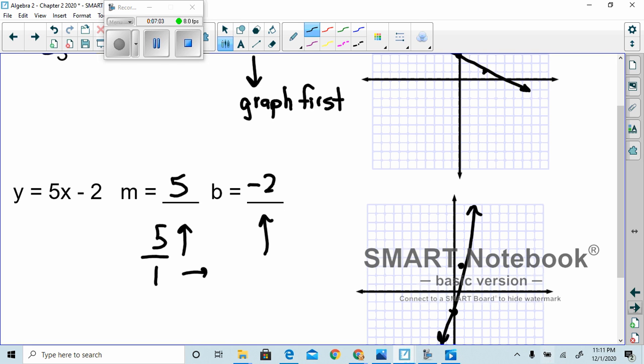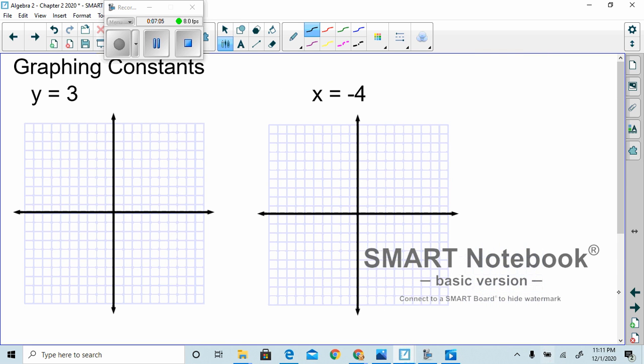And the last thing I wanted to go over was our constants. If y is equal to 3, let's find y equals 3, 1, 2, 3. Y is always going to be 3. There is your horizontal line, 0 slope. X is a constant, and it's always -4. 1, 2, 3, 4. And there is your line, and it is going to be a vertical line which has an undefined slope. And there you have all there is to review.